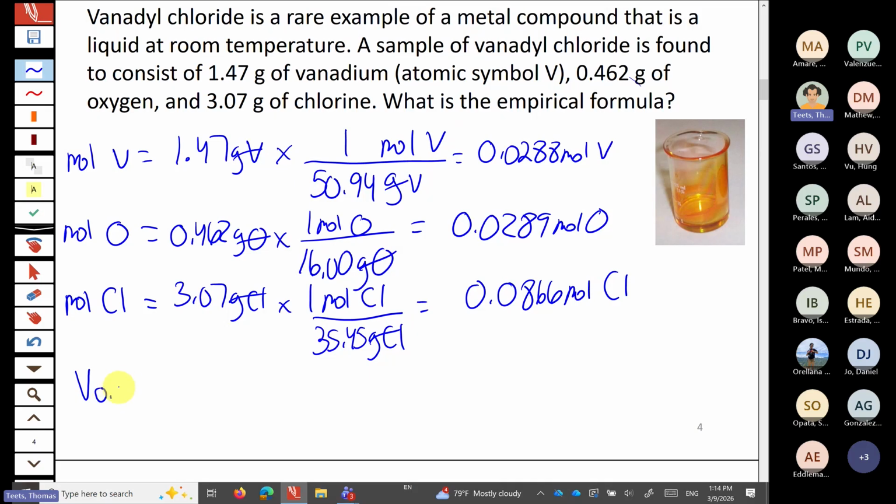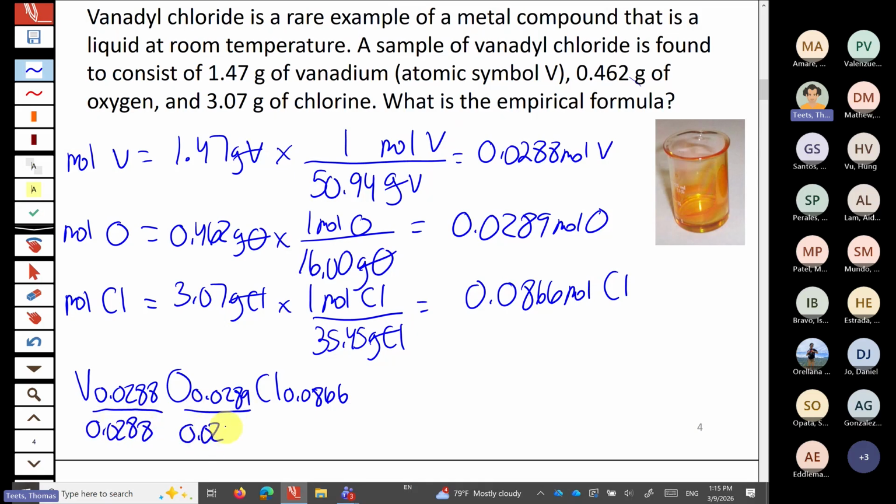So it wouldn't be technically wrong, but it would be highly unconventional to write the formula in this way. V 0.0288, O 0.0289, Cl 0.0866. That is technically the empirical formula of that compound, but it's in a completely non-standard way with all these decimal subscripts. So we're going to divide each of those by the smallest one. The smallest one is 0.0288. So we divide all of them by that same number.